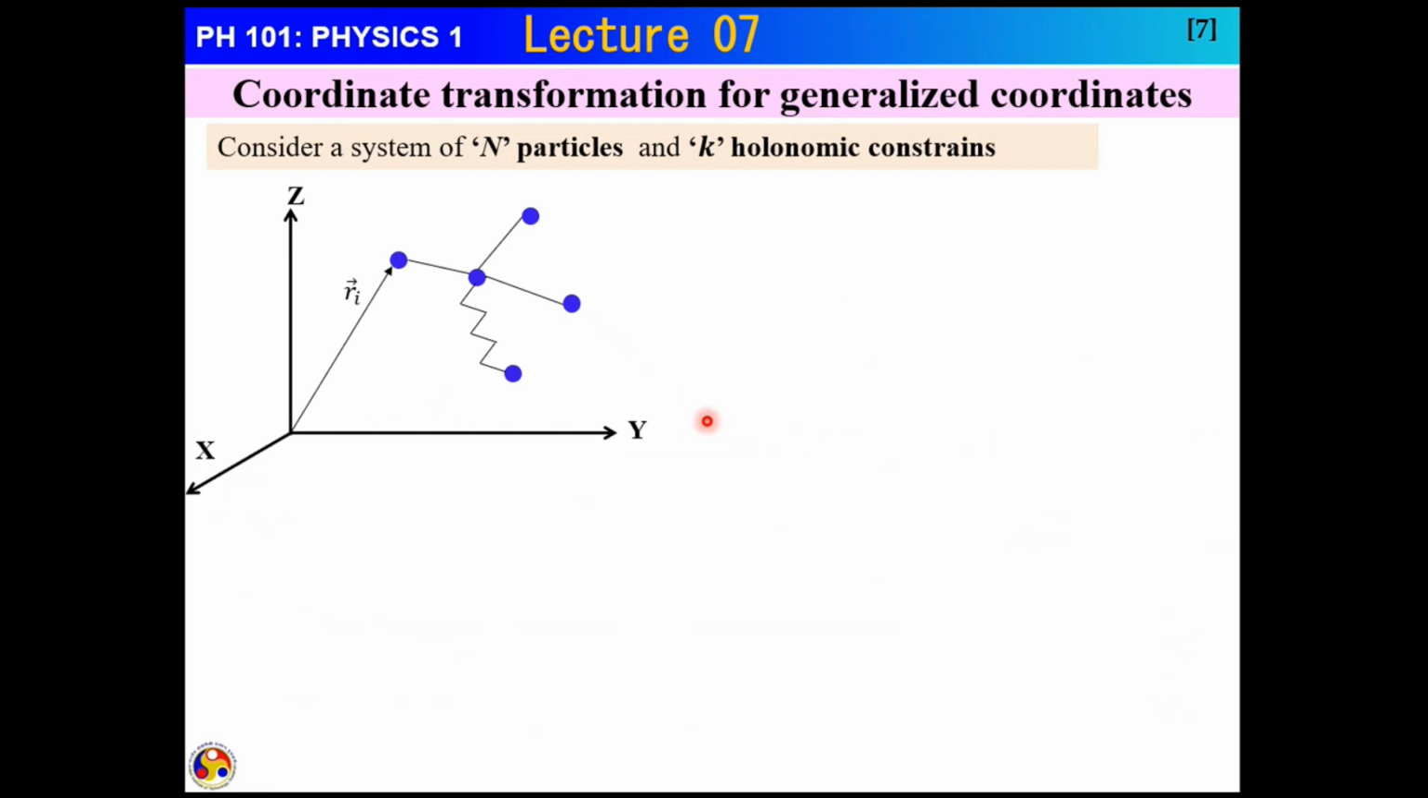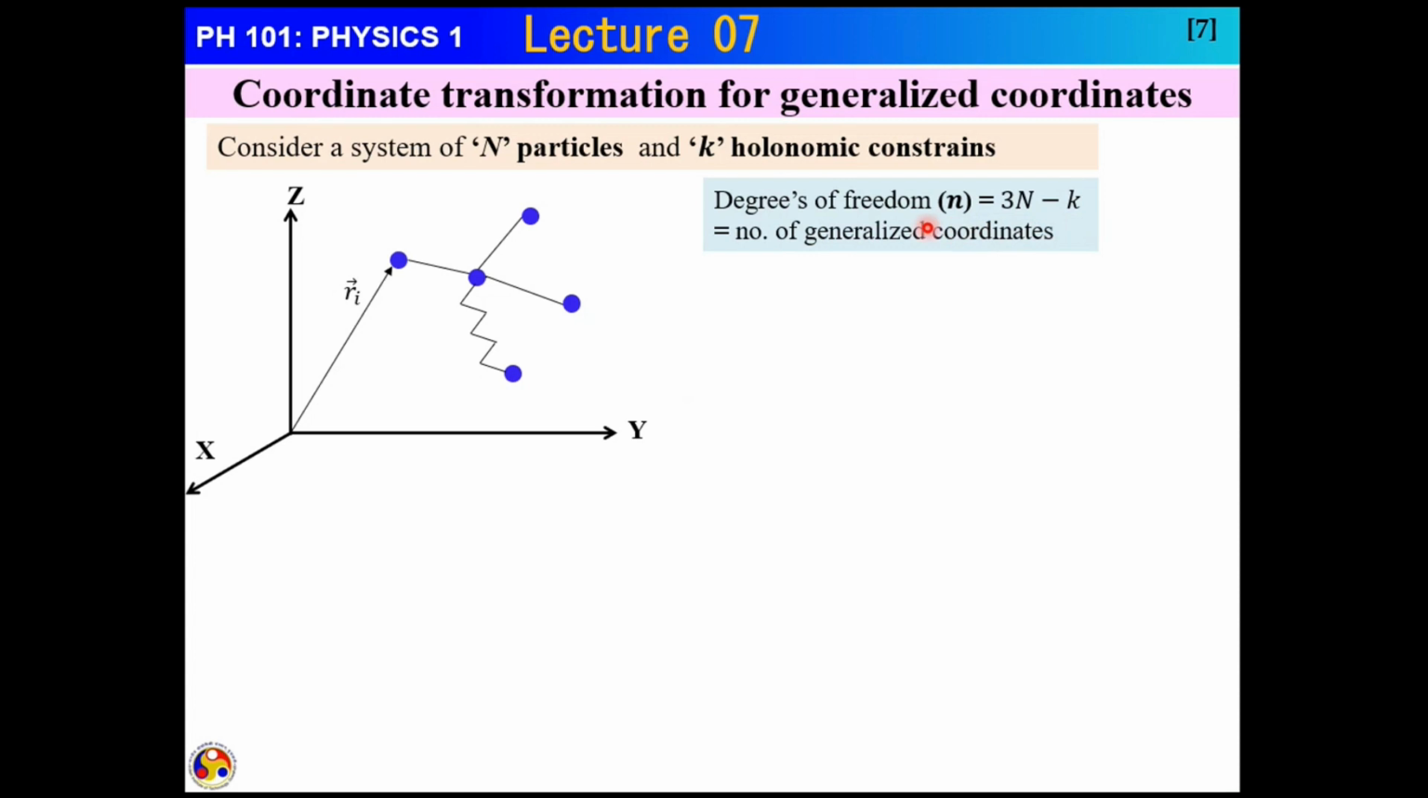We consider N particles having k holonomic constraints. The positions of these N particles are given as vector Ri. We are talking about the degrees of freedom, which are related with the constraints, and we have k constraints.